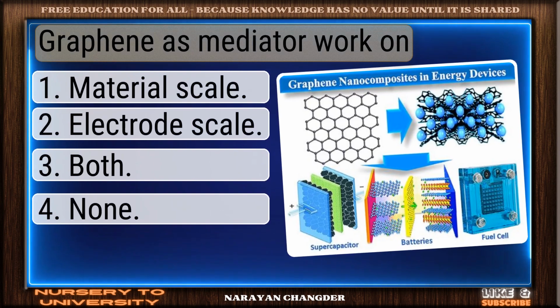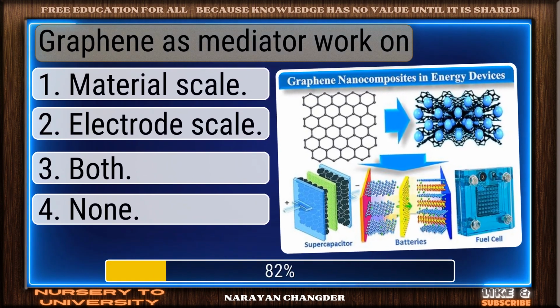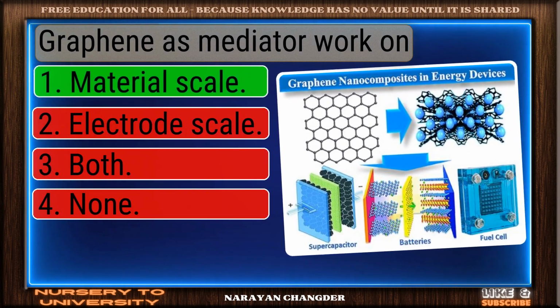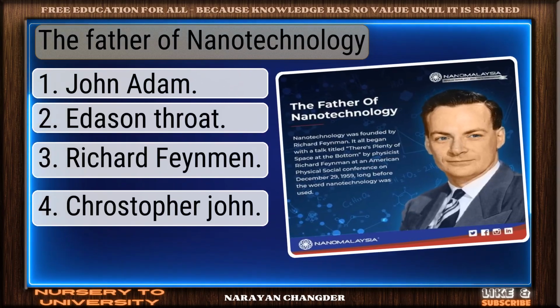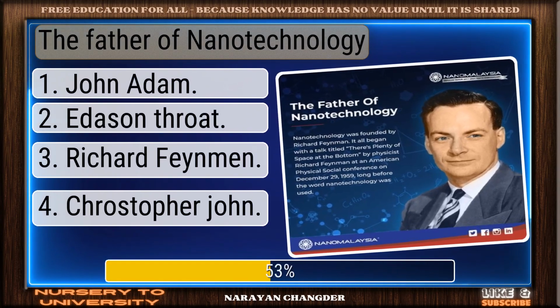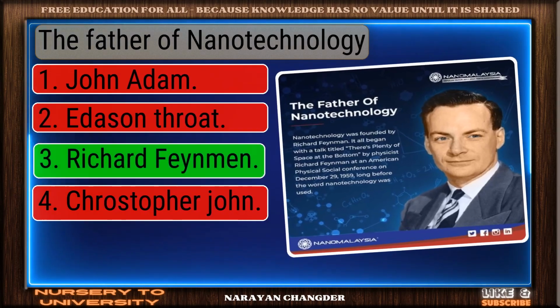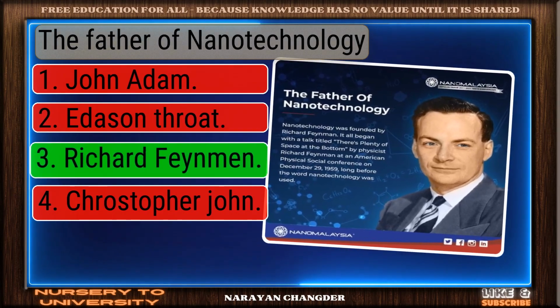Graphene as mediator work on. Excellent. Material scale is a brilliant choice. The father of nanotechnology. Bravo. Richard Feynman is the answer.